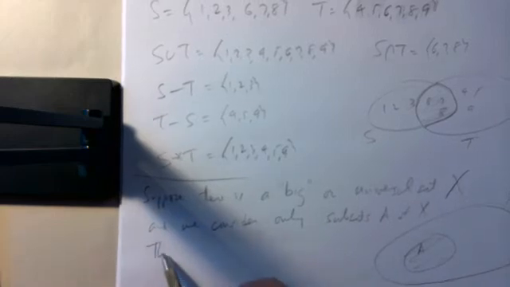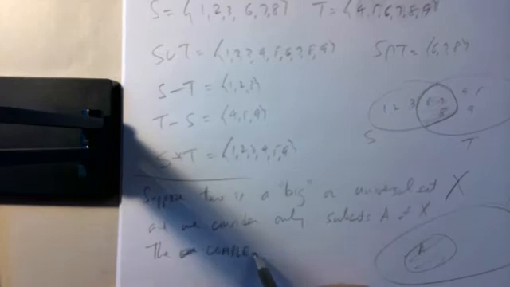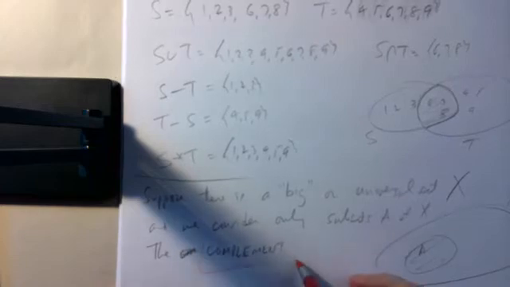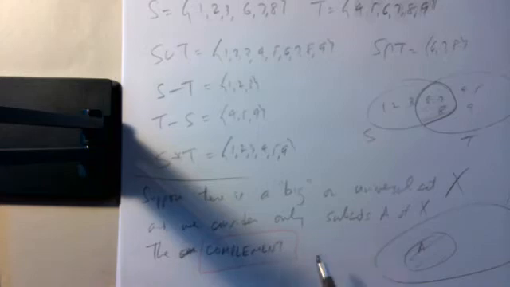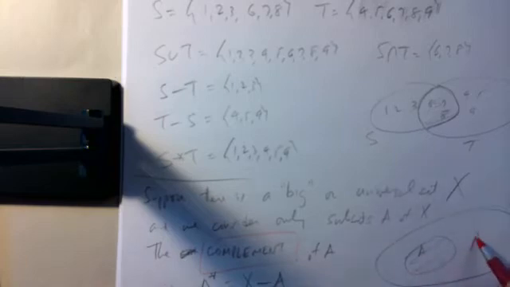So what is called the complement, with an E, not an I, of A is the set A star, which is everything that's not in A. That means everything in the universe which is not in A. So if this is A, A star is everything else.